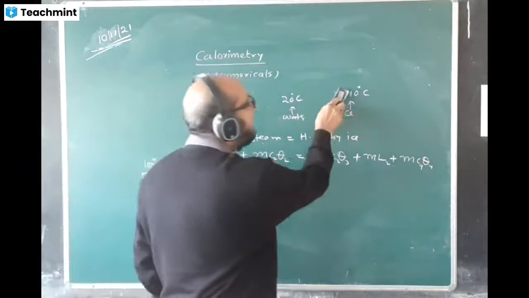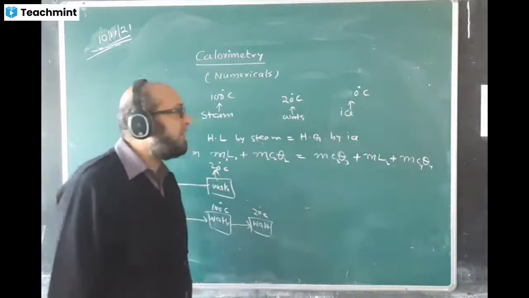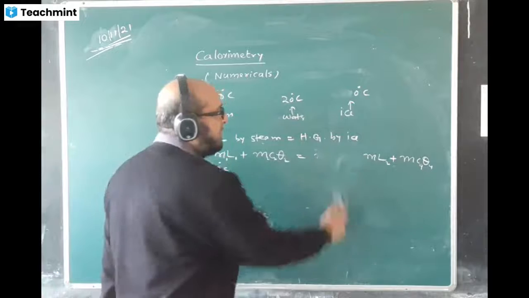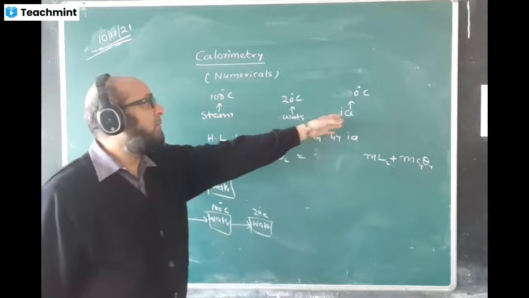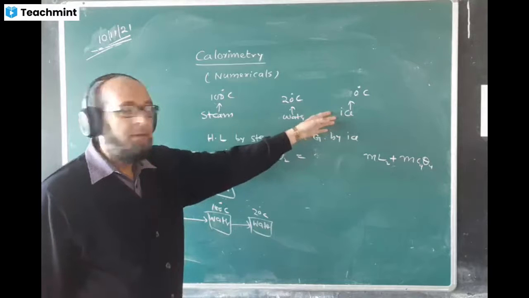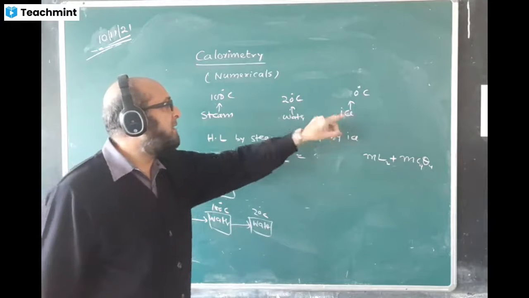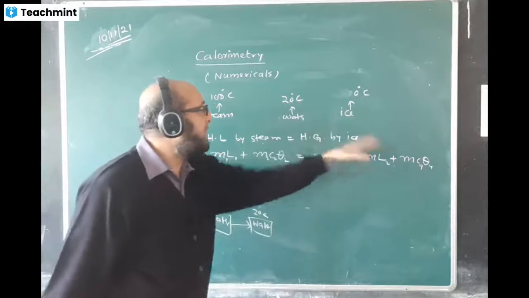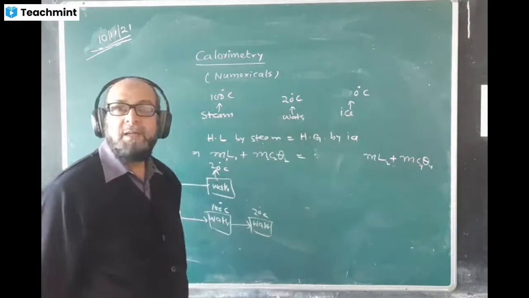Suppose this is ice at 0 degrees Celsius, what should have happened? ML plus MC theta. No need of this one. Here only the ice will start melting and changing, and it will give water at 0 degrees Celsius. Then I will do only ML plus MC theta. Yes or no?